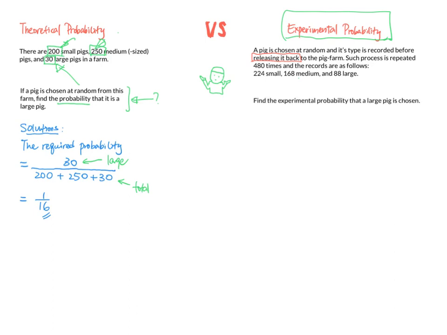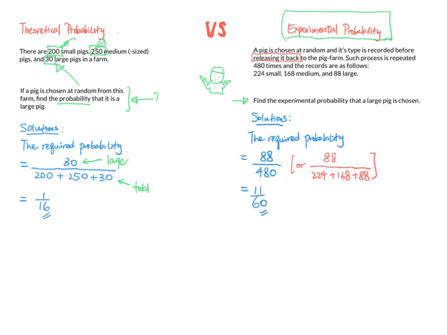Okay, and so our question will become like this: find the experimental probability that the large pig is chosen. And to do that, it's very similar. We take 88 over the total number of times, that is 480.